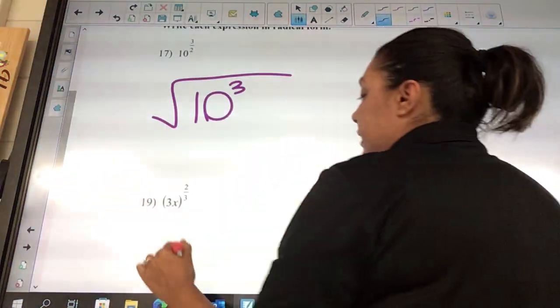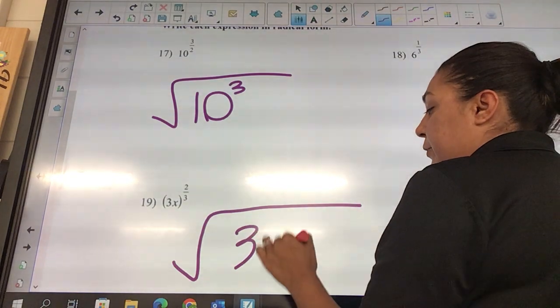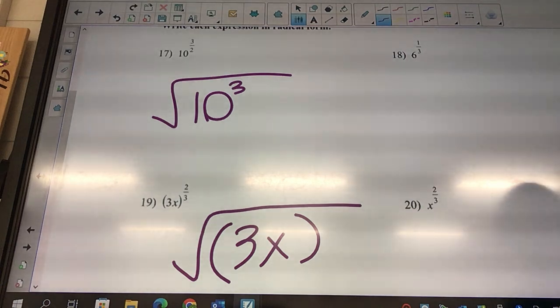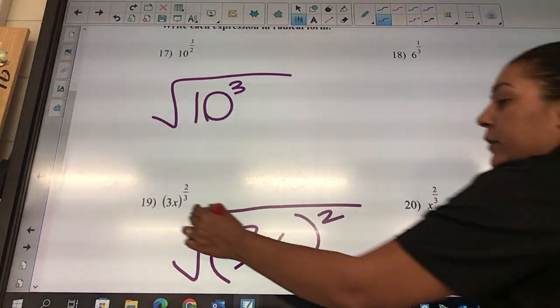Okay. This one, same thing. You're going to draw the radical and we're going to say 3x. What's going on the inside? 2. Outside? 3.